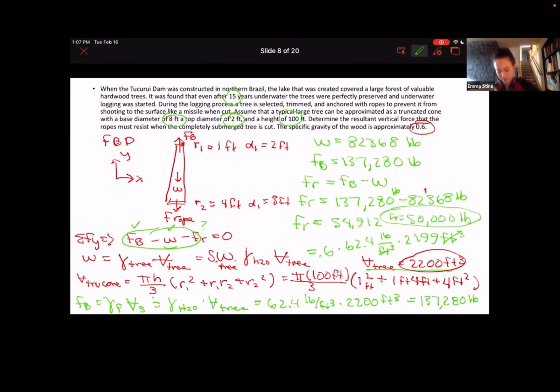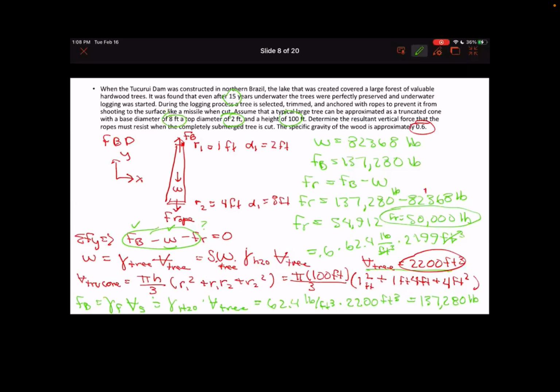Very cramped. Nice. I just have one question. How are the sum of the forces equal to 0 if the tree isn't moving? We're trying to stop the tree from moving. If the rope wasn't there, it would shoot up, but they're trying to have ropes so that the tree's not moving. So we need these ropes to be strong enough so that it doesn't go up. That makes perfect sense.